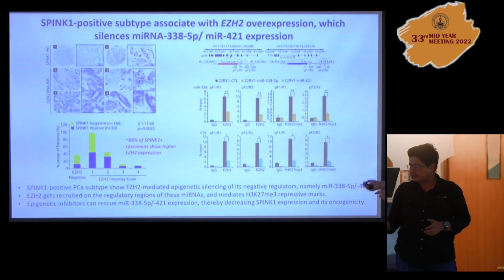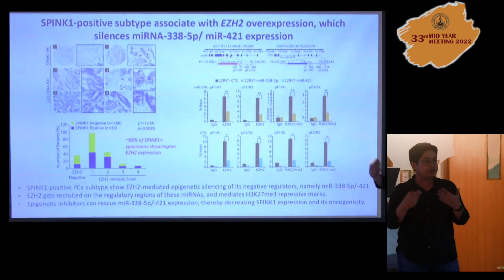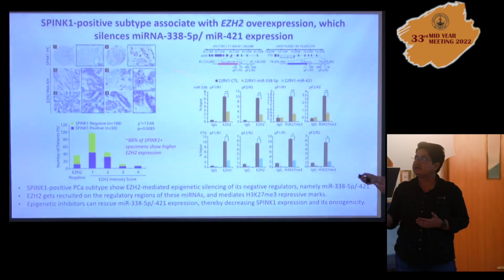So this is one story from the lab, and then we showed that if we use an epigenetic drug, we could revert this condition. We can make SPINK1 go down because overexpression of these microRNAs negatively regulates the expression of SPINK1.